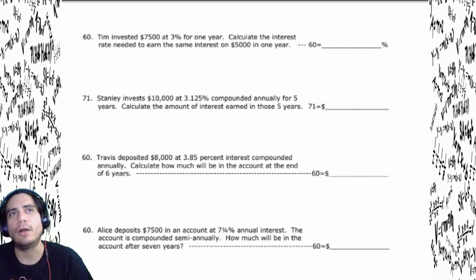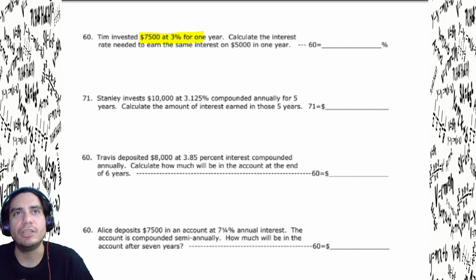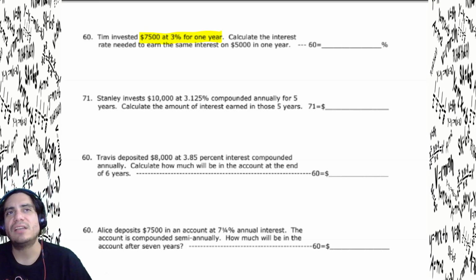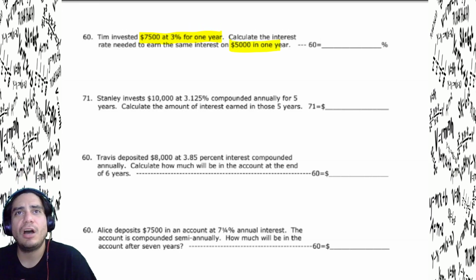Okay, let's check this one out. We've got Tim, invested. That's what I like to hear. You invest that money. You don't need to be buying stuff. $7,500, 3% for 1 year. Calculate the interest rate needed to earn the same interest on $5,000.